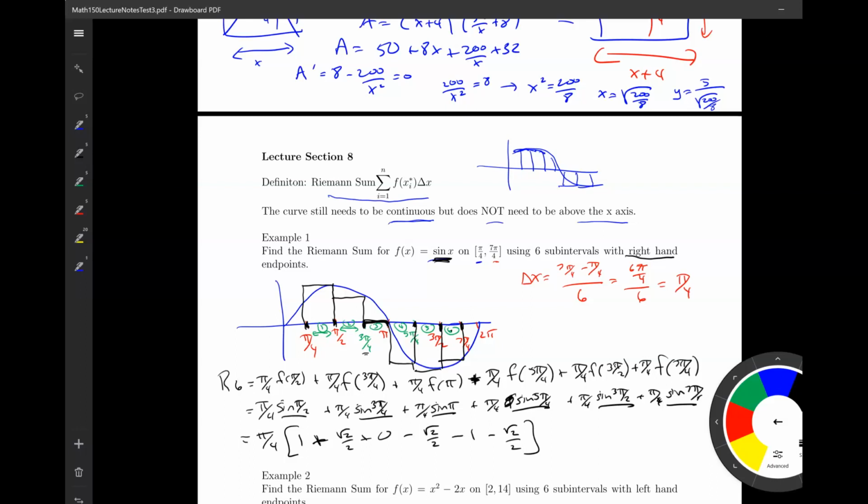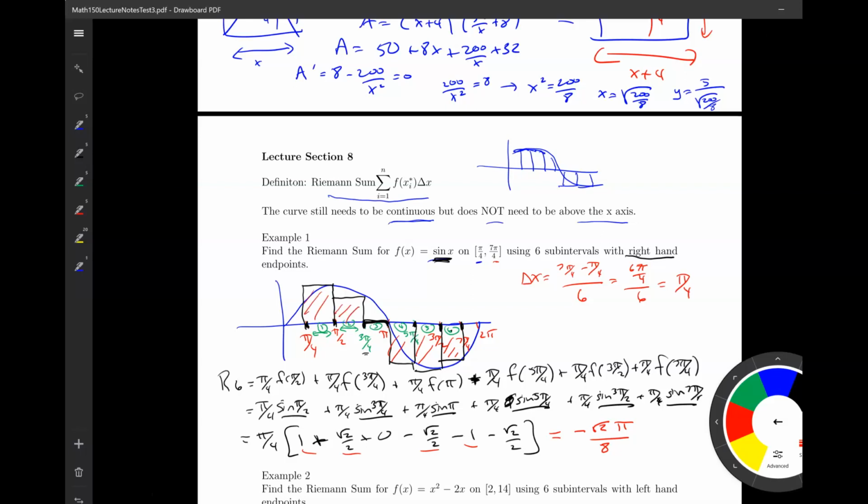So what do I get in here? I see that the two 1s cancel. Two of the root 2 over 2's cancel. So I'm left with negative root 2 times pi over 8. Negative, yes. What that means is the areas of these 3 rectangles that are below the x-axis gave me negative quantities that are bigger than those of the other rectangles.